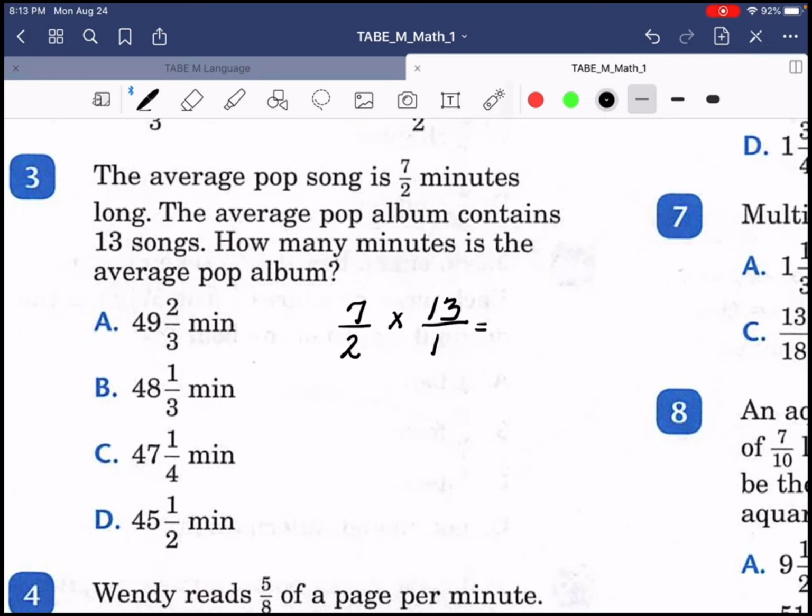7 times 13 is going to be the numerator of this answer. Cannot cancel either way, so we can only multiply top and bottom. 7 times 13. Use your calculator as needed. Oh, I'm working it out the long way.